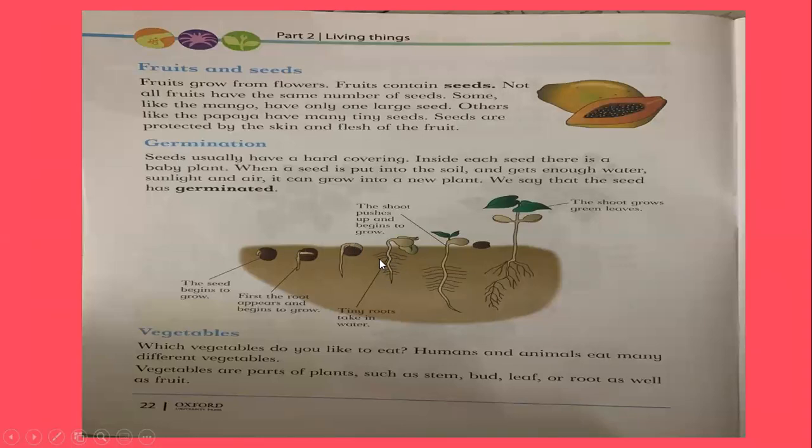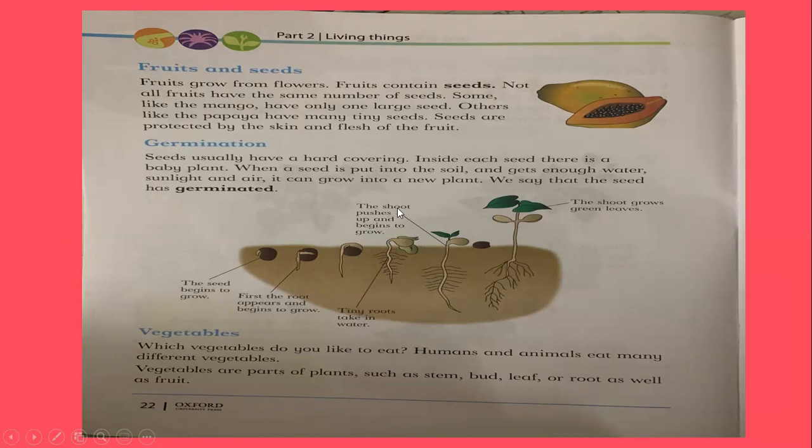Then look what happened next. The thread-like material is the beginning of roots. Look, tiny roots take in water, and they start taking water from the ground. And look, here the small plant is coming out. Then the roots become bigger and bigger.